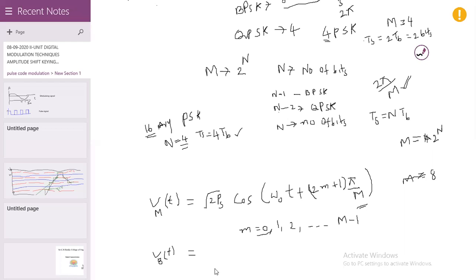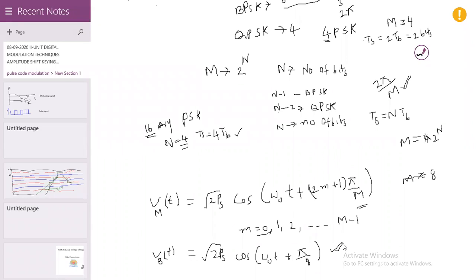Otherwise, you can also put a small m here for convenience. So 2 root of 2Ps cos of omega naught t plus 2m is equal to 0. Only here we can indicate that pi by 8, m is equal to 8.